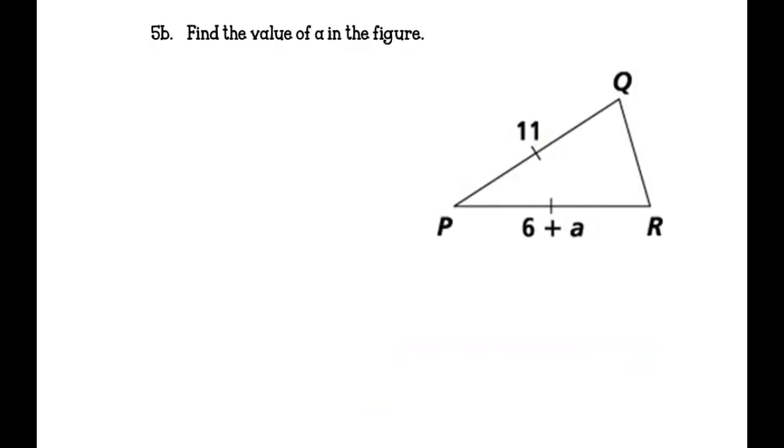Okay, for our last problem, they throw in a little geometry. So these lines on this triangle are to remind you that this side is equal to this side. So we could set that up as 6 plus a is equal to 11.